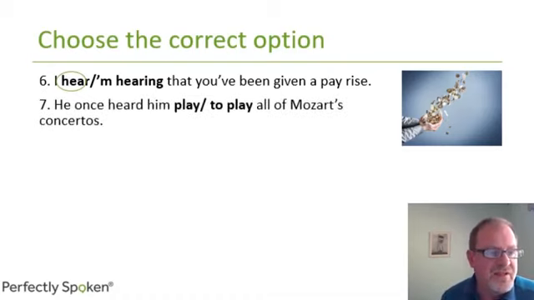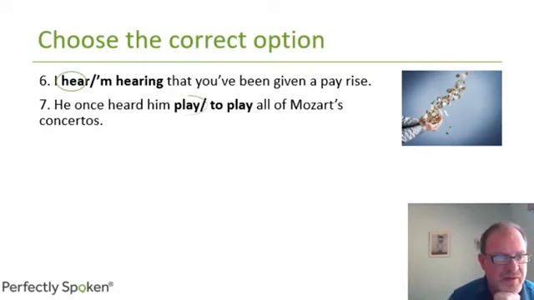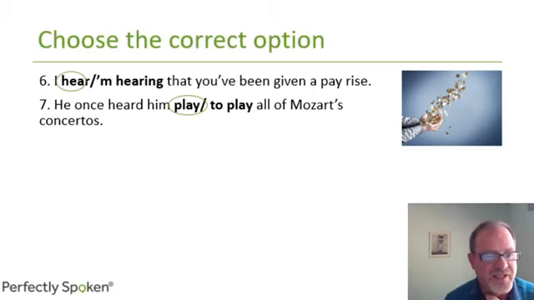Number 7, he once heard him play or to play all of Mozart's concertos. So you've got the past of the verb here, heard, object, him. What form comes after that? Well, it's either the infinitive without to or the ing, so it's I heard him play all of Mozart's concertos. Or he once heard him play, I should say.